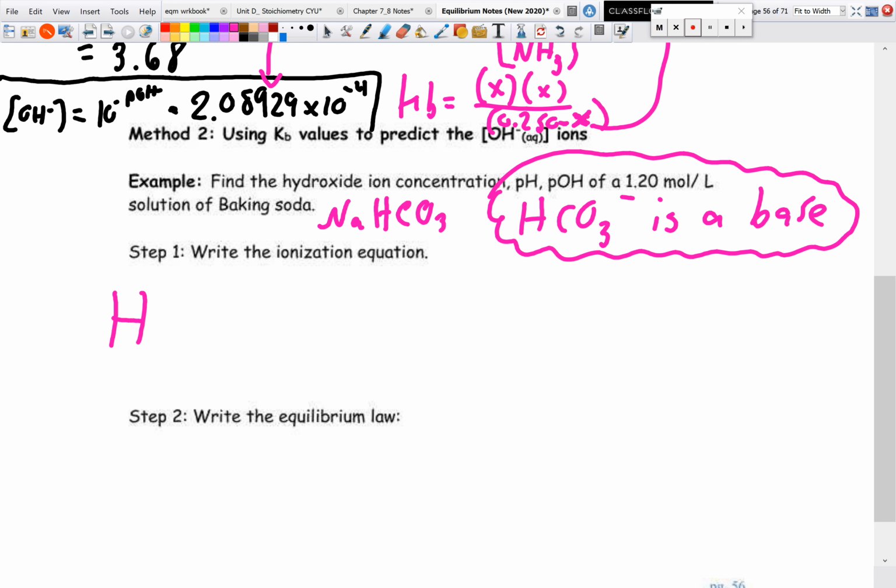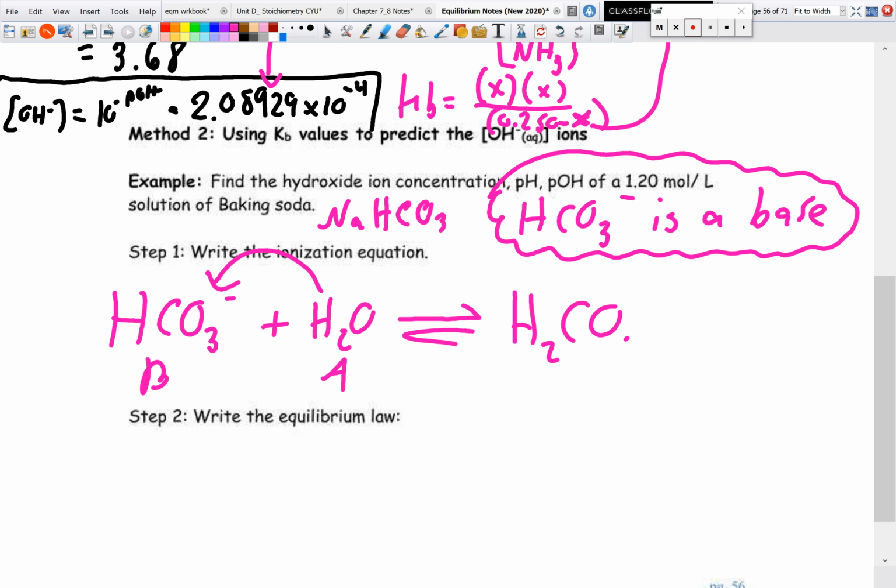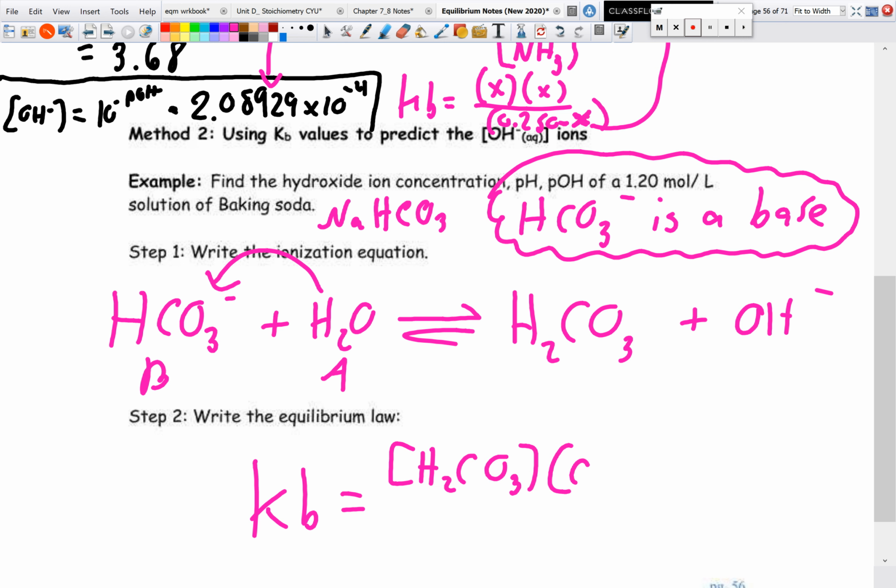So we know it is a base, so HCO3 minus plus H2O, base and acid, so we know hydrogen goes over here, H2CO3, and then plus our OH minus. From this we know our equilibrium law, we got H2CO3, that is our equilibrium law. Of course we leave out water, and then we start going through the same stuff as well.